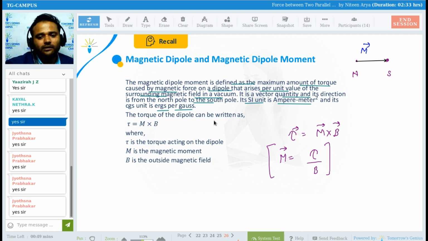So the torque applied can be written as tau equals m cross b, where tau is the torque acting on a dipole, M is the magnetic moment, and B is the outside magnetic field. This is important: B is the outside magnetic field. Clear, everyone?